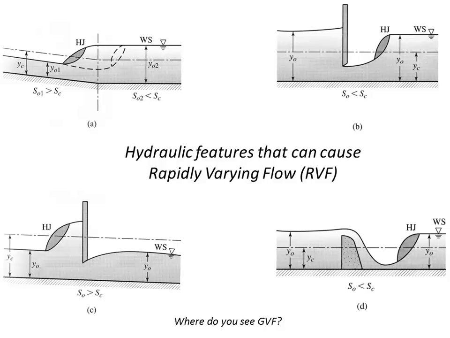RVF stands for rapidly varying flow. GVF, gradually varying flow, is when the flow depth is changing gradually. So here is gradually varying flow. It's anytime the flow depth is changing, but it's not a hydraulic jump.